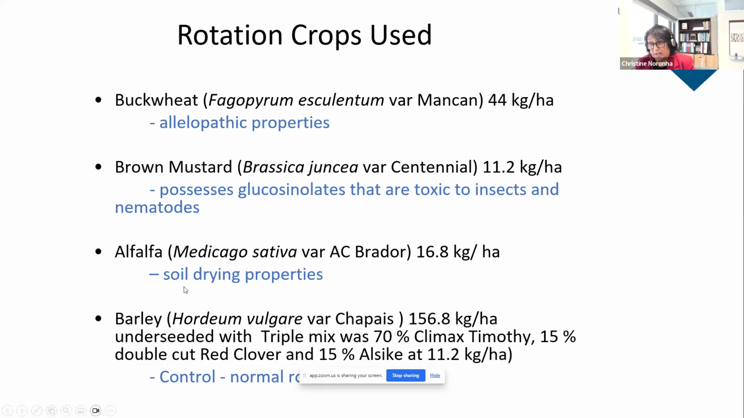And then we used alfalfa. The reason why we chose alfalfa is alfalfa has soil drying properties, and we know that wireworms don't like dry soil. It is detrimental to their survival. So we thought maybe alfalfa would be helpful to use as a rotation crop. And then, of course, as I mentioned, we're using barley.